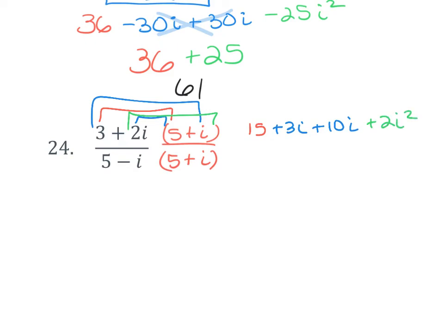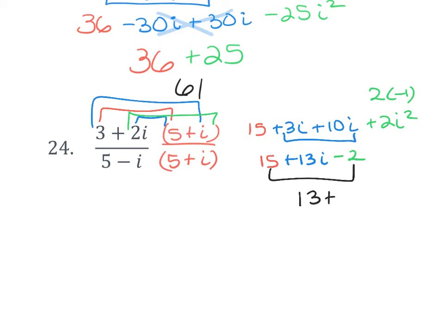Let me go ahead and simplify this thing down. So again, for the green, it's 2 times -1. So 15, the blue becomes 13i, and the green becomes -2. I'm going to add the ends, so I get 13 plus 13i.